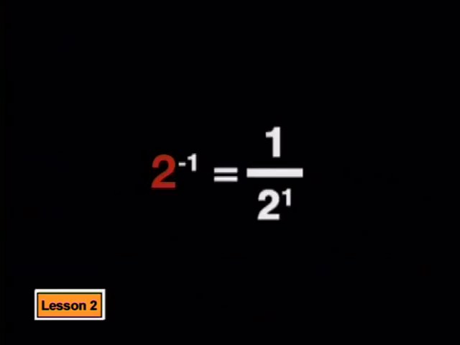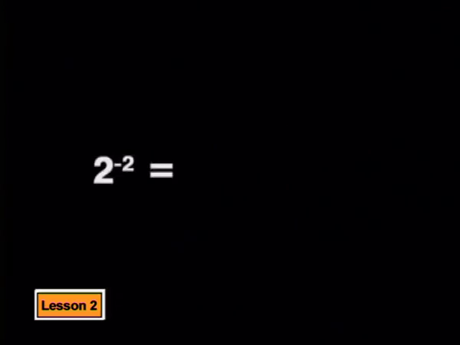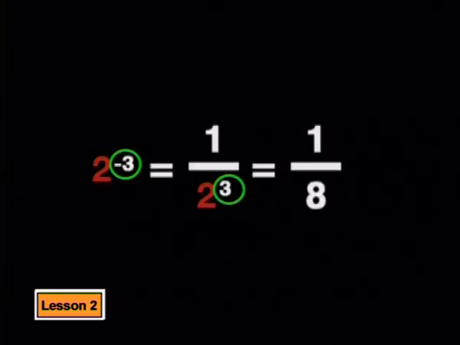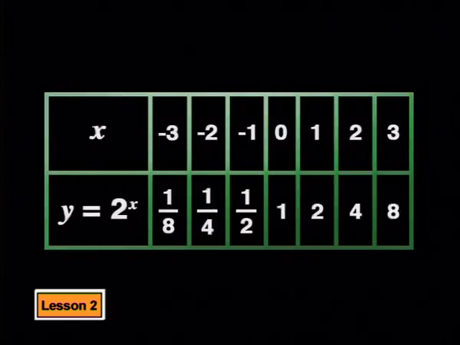So this base to the power of -1 is equal to 1 divided by the same base to the power of +1. 2 to the -2 is equal to 1 divided by 2 squared. So that's a quarter. And 2 to the -3 is 1 divided by 2 cubed. That's 1/8. Now let's plot these points and see what the graph looks like.